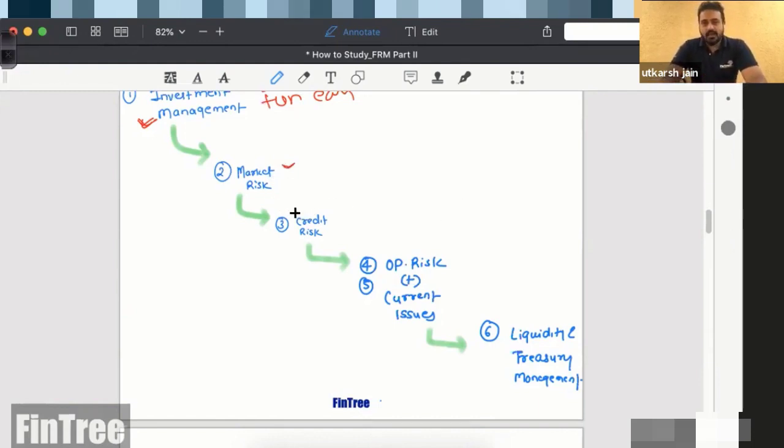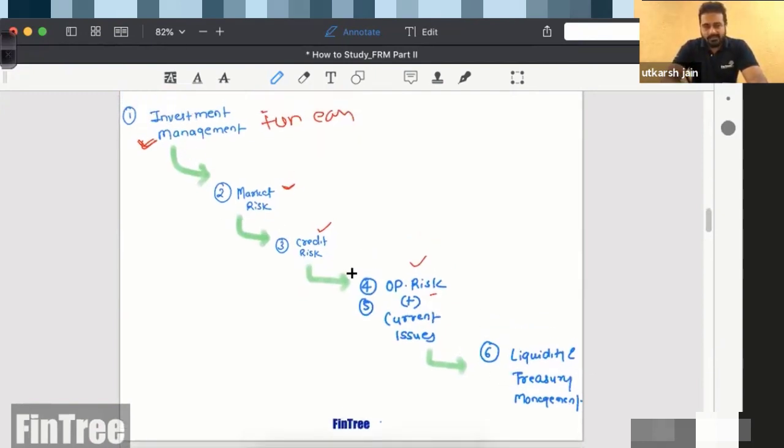And then you start dealing with all the frogs or the monsters of the syllabus. So then you take credit risk, operational and current issues. I'll recommend doing these subjects together. Especially operational risk can get very dry and very boring, so if you combine that with current issues, then it's a little bit of fun. And then finally, liquidity and treasury management towards the exam. Okay, so this is a very broad schematic of how you can manage your studies.